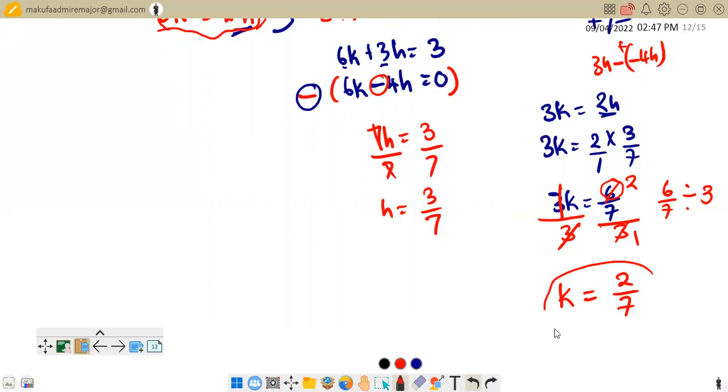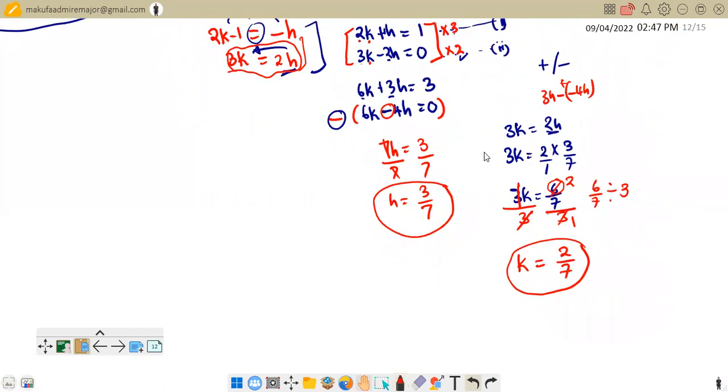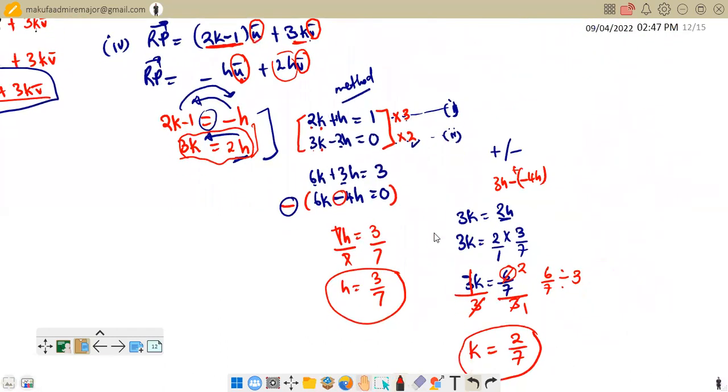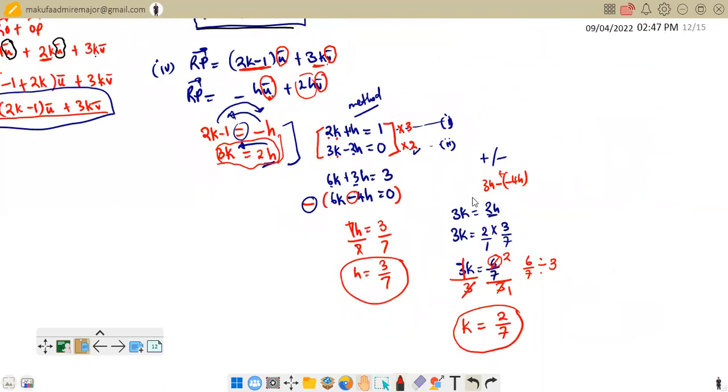So this is the value of what? The value of k, and this is the value of h. So that's how you attempt these questions on solving for the unknown values, which is the scalar or the constant. Remember, we said it's a scalar, or it's referred to as a constant. All you need is to formulate 2 equations. Then you solve those equations. So that is the part.